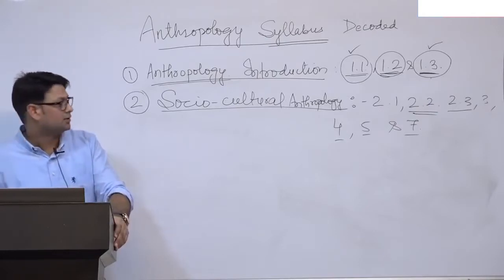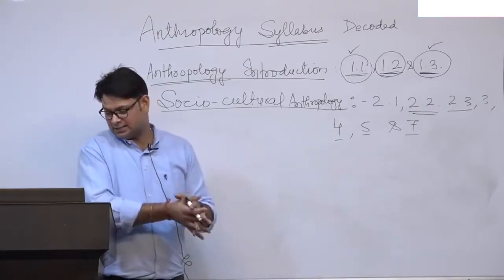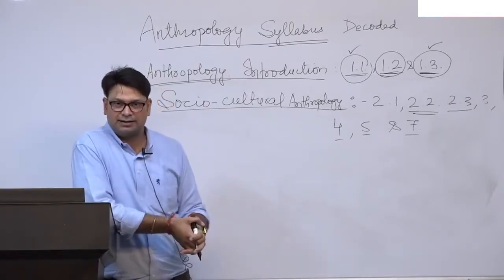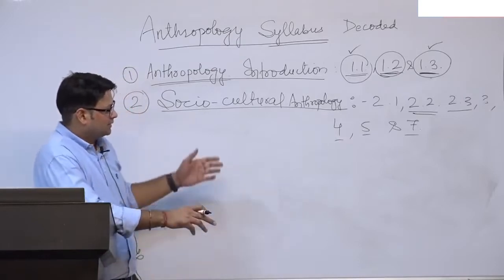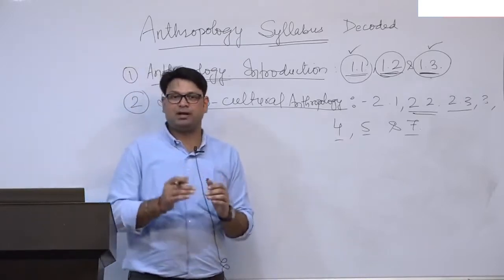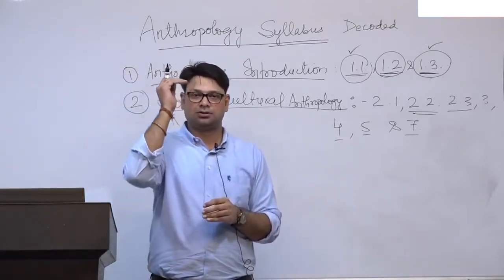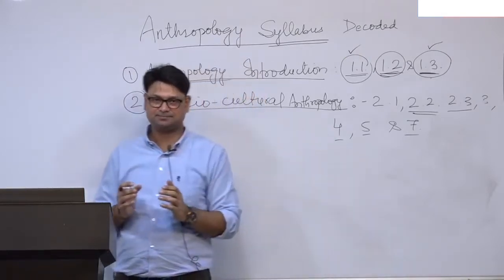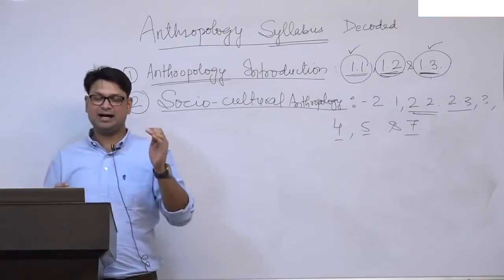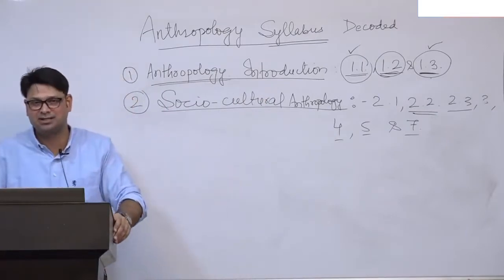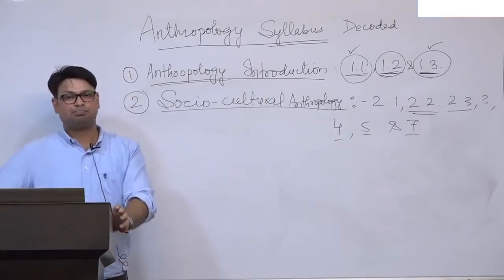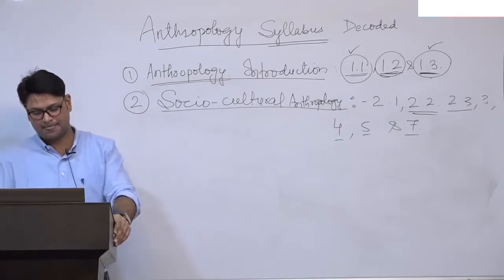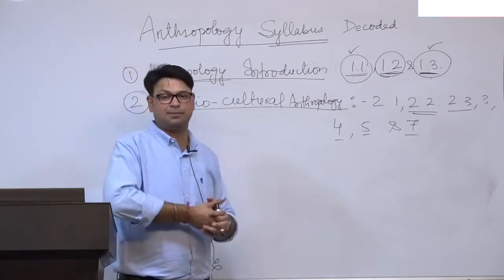that is exogamy. Then there is another thing that is hypergamy, right? Hypergamy means women will marry a person of higher varna or higher status. And there is hypogamy. Hypogamy means marriage of women with a person of lower varna or lower status. Then there is incest taboo.